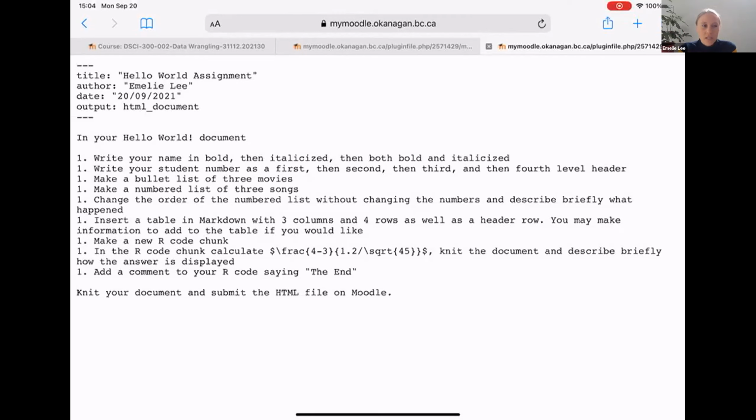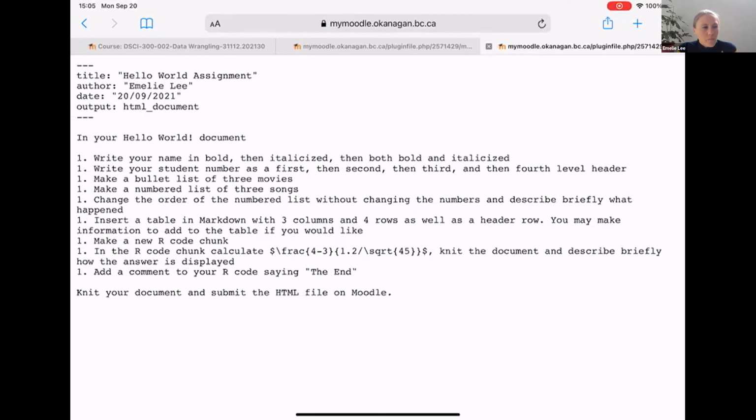And I have some criteria. I want 3 columns, 1, 2, 3, right? And 4 rows, 1, 2, 3, 4, and a header row. So technically there's 5 rows. And you can add information into the table if you want to, or just placeholders if you want to, right? I'll leave that up to you, get creative.